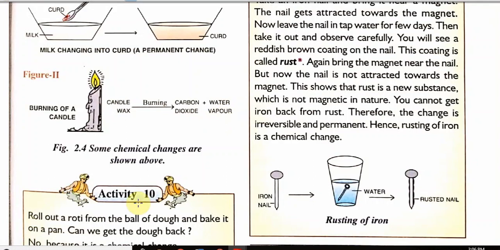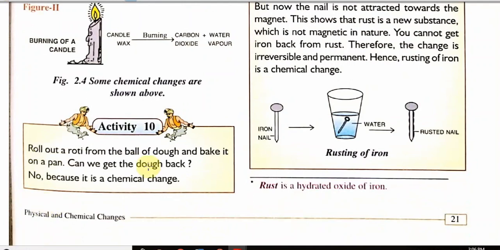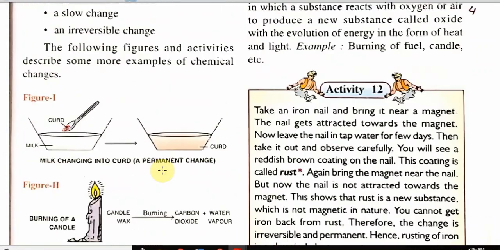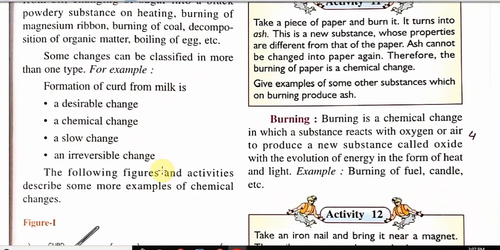Let us see activity. This activity number 10. Roll out a roti from a ball of dough and bake it on a pan. Can we get the dough back? No, because that is chemical change. Students, please check this activity number 11. This activity is also similar.